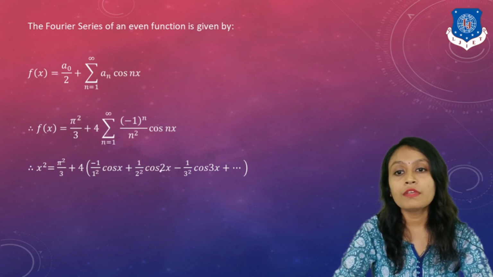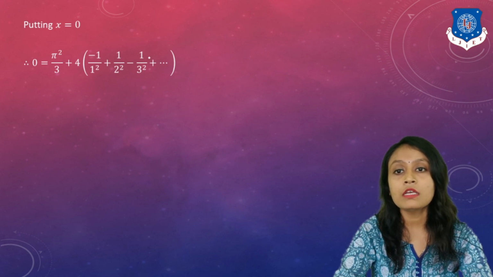Now we want the form like this: 1 upon 1 square, 1 upon 2 square, 1 upon 3 square. That is asked in the question. So here we have to apply the trial and error method. Firstly we will substitute x is equal to 0 and check whether we are getting the desired answer or not. For x is equal to 0, the function f of x is equal to x square, so it will become 0. Pi square by 3 plus 4, everywhere cos 0 will become 1. So we have this term, right? Just simplify it, and you will get the desired answer which is asked in the question.